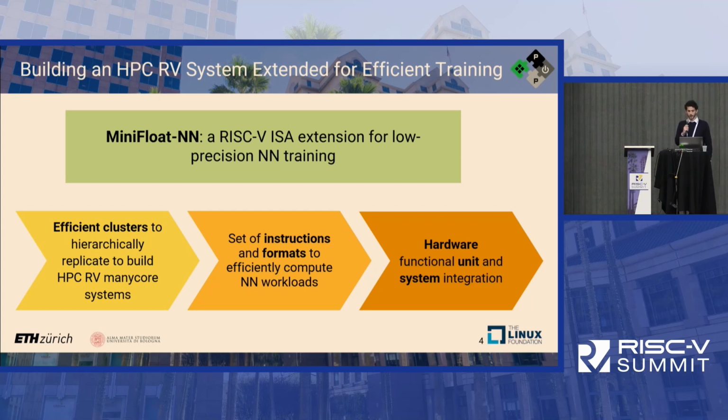So we have worked toward extending an HPC RISC-V system to have efficient support for low precision training. We have started by looking at efficient clusters that can be hierarchically replicated to build HPC RISC-V systems. And then we looked at a set of instructions and formats that would help us enable low precision NN training on the RISC-V architecture. And finally, we implemented a hardware unit capable of carrying out such instructions.